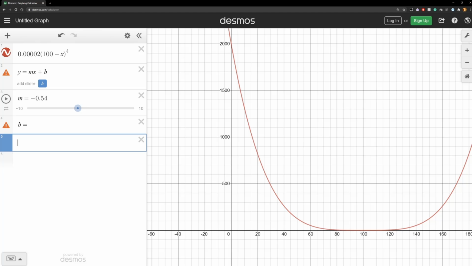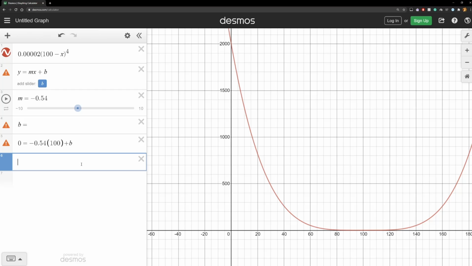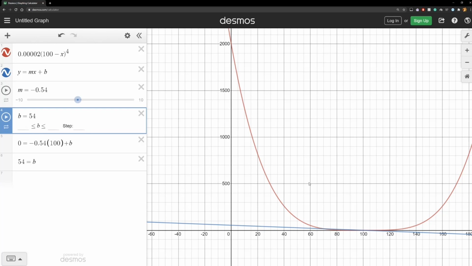So 100, 0 is equals to negative 0.54 of 100 plus b. Then we have this is equals to 54. So 54 is actually equals to b. So let's do that. 54.